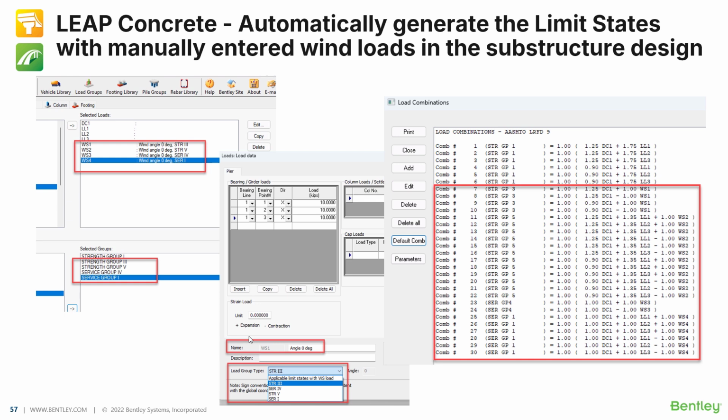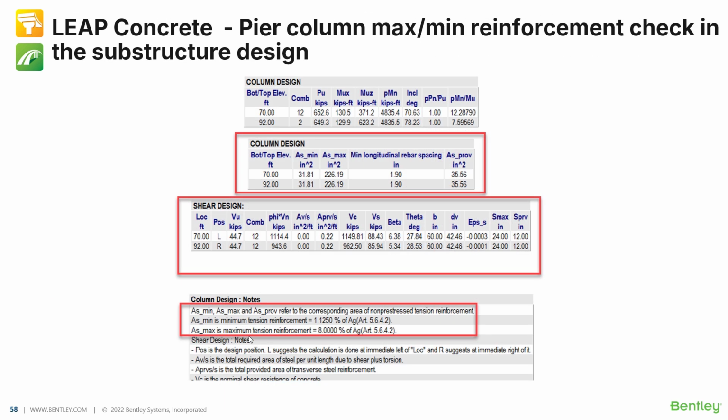Automatically generate limit states, for example, for the wind loads. And also the minimum and maximum reinforcement check for the substructure design. This is for both LEAP Concrete and LEAP Steel.